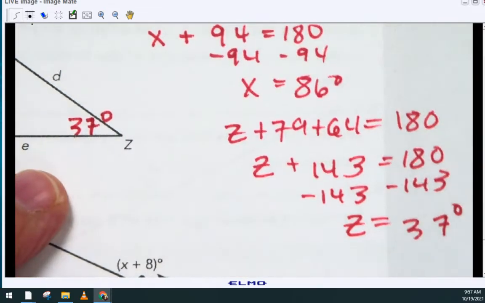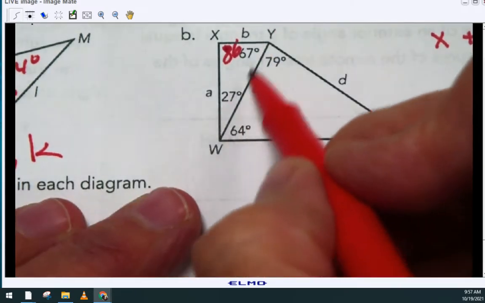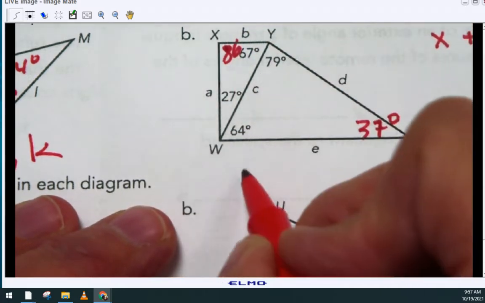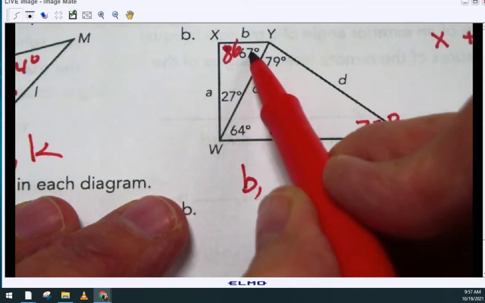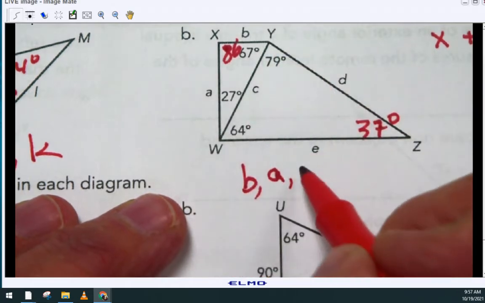So it wants shortest to longest. So I'm going to start with the smaller triangle. And what's the smallest one? The smallest one is 27, so what's across from it? B. Then my next largest is 67, so that's A. Then I look at this one, and it's C.